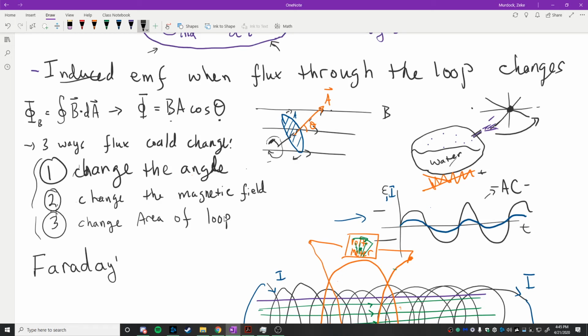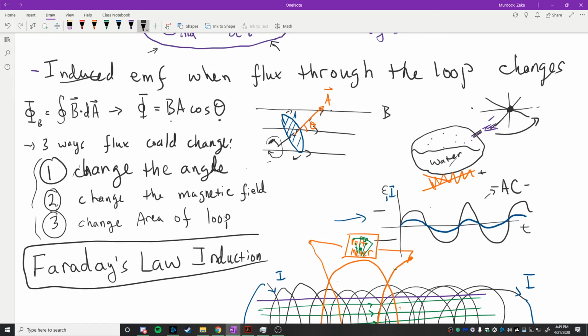So this process we call induction. You ever see that word induction in reference to electricity? It's referring to this process. The fact that you can produce an EMF or a current by doing any of these things right here. You either change the angle of the loop relative to the field, you change the size of the field, or you change the area of the loop, or you do some combination of all of these.